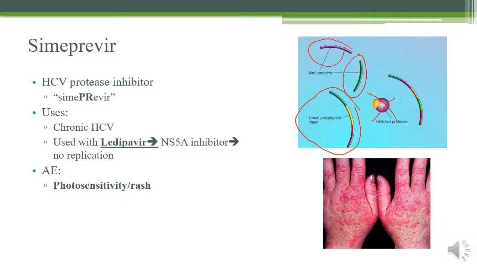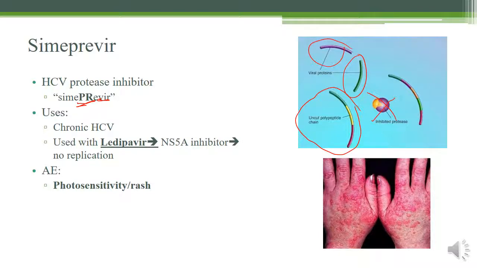It's easy for me to remember because it has the PR in its name, which reminds me that it's a protease inhibitor, and the VIR, which reminds me it's an antiviral. So I remember it as an antiviral that inhibits protease. It's used for chronic hepatitis C virus.